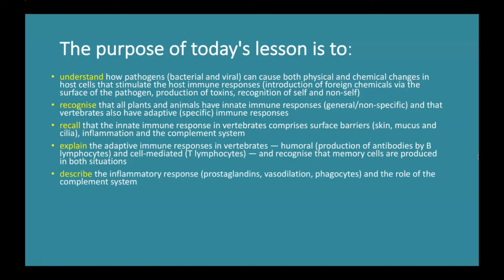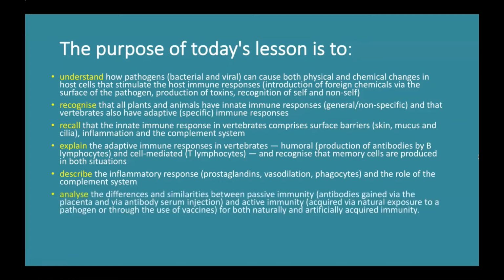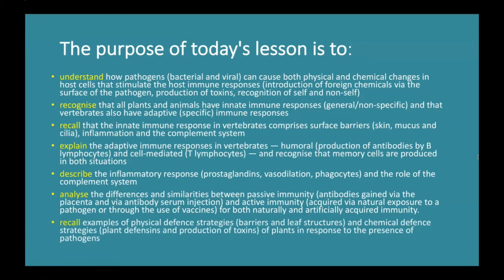We'll describe the inflammatory response, analyze the different types of immunity and how they can be obtained, and lastly, we'll recall examples of how plants have their own defense mechanisms, and that being physical, such as barriers, but also their chemical defense strategies. So here you can pause the video and just write some kind of summarized version of these learning goals down in your books. Cool, so let's get into it.